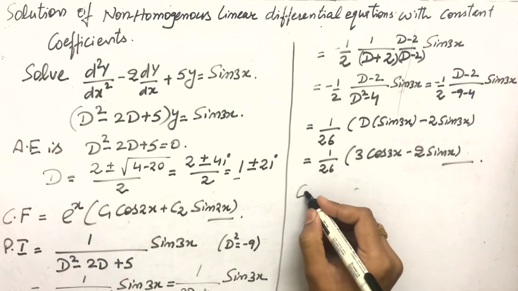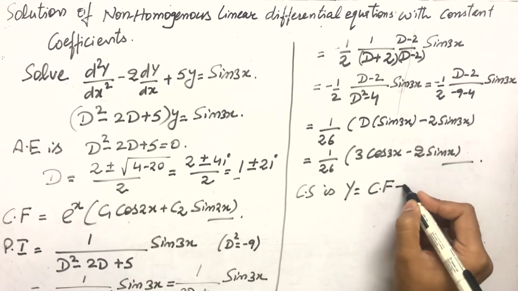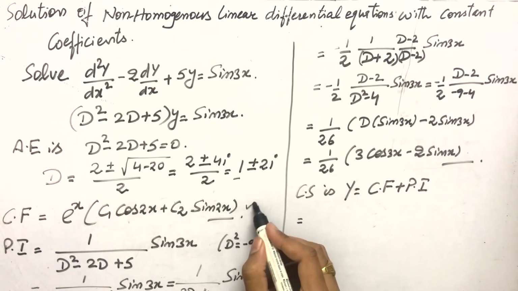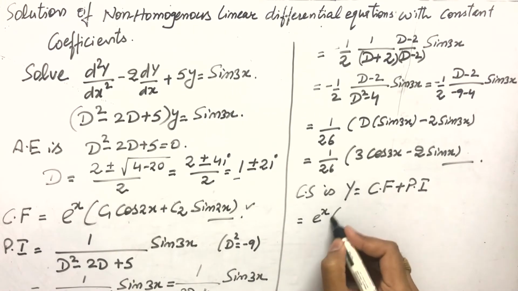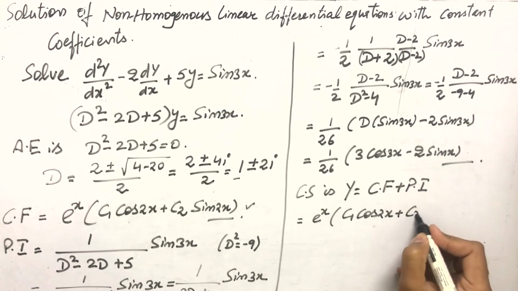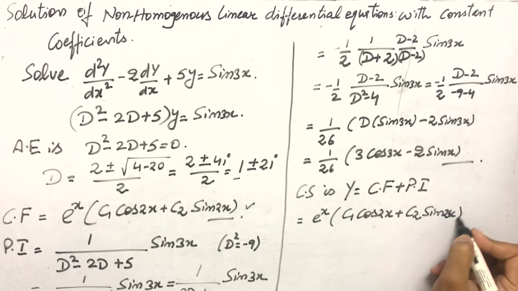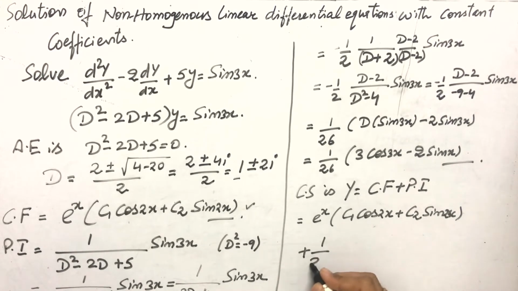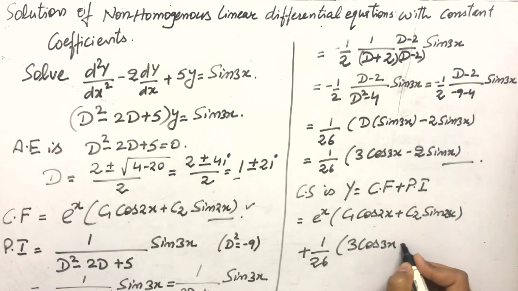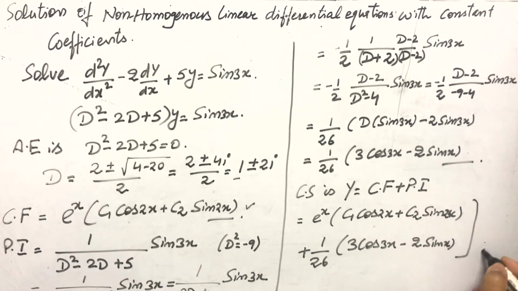Now the complete solution is y is equal to complementary function plus particular integral, that is we have e power x, c1 cos 2x plus c2 sin 2x, plus 1 by 26 times 3 cos 3x minus 2 sine 3x, which is the answer here.